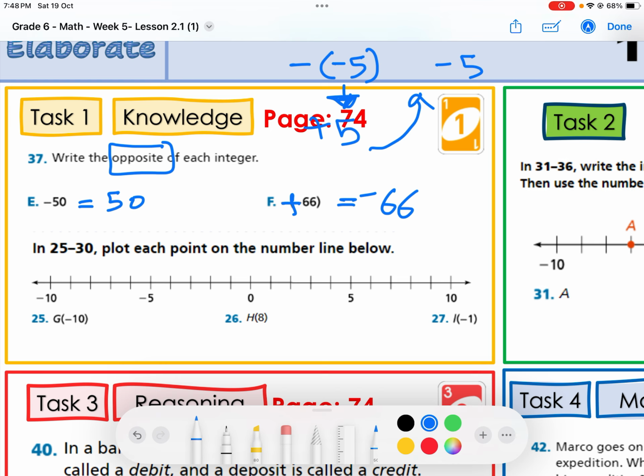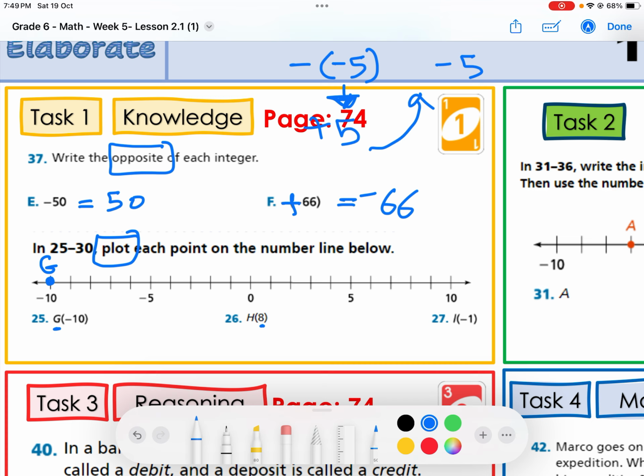Okay. This question now, we have to plot. I'm guessing you will definitely have a question like it in the test. It's really easy and fun to do. So let's plot the points. I got point G, which is negative 10. So I look on the number line, I try to find negative 10, and that's it. That is letter G. Then I got point H, that's 8.